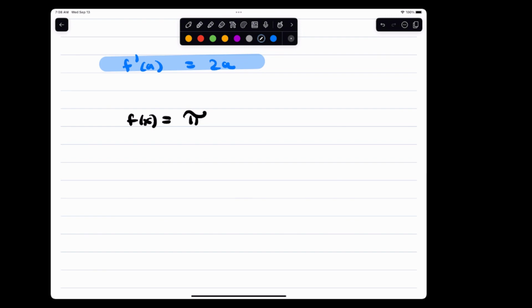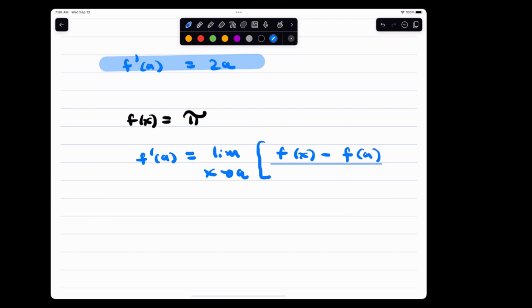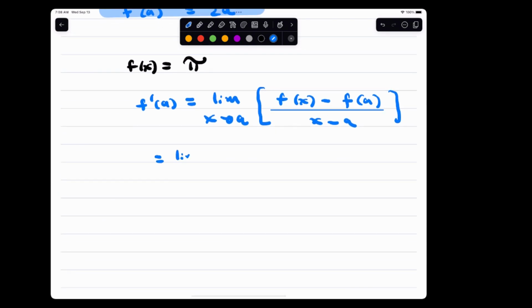Okay, let's find the derivative. So you say, here's my what? Let's get the definition. F prime at A is the limit as X goes to A of F of X minus F of A over X minus A. So here's my limit. X goes to what? A. What's your function? Pi. What happens when you put A in? Isn't that minus Pi, because it's a constant, over X minus A.